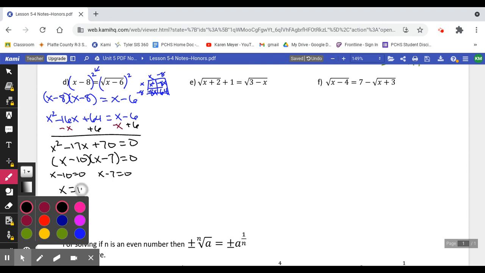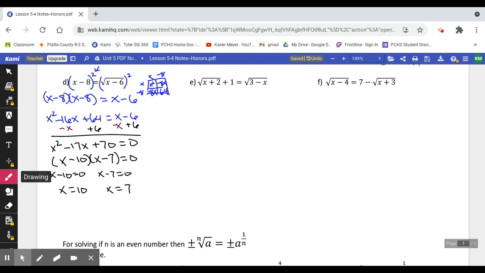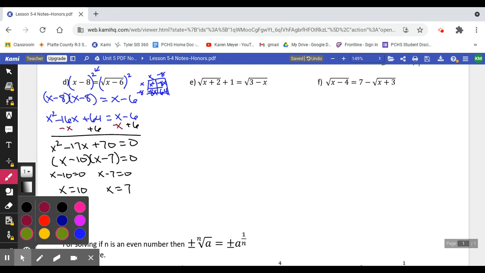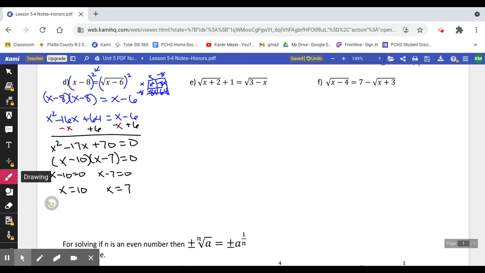So I get x equals 10 and x equals 7. So now we do have to go through and check them. Okay, if I start with 10, I got 10 minus 8, which is 2. And on the other side, I would have the square root of 10 minus 6, which would be the square root of 4, which is 2. Those are equal, so 10 checks out.